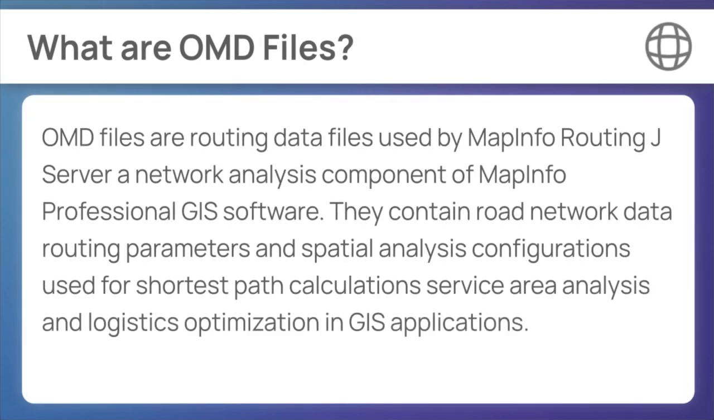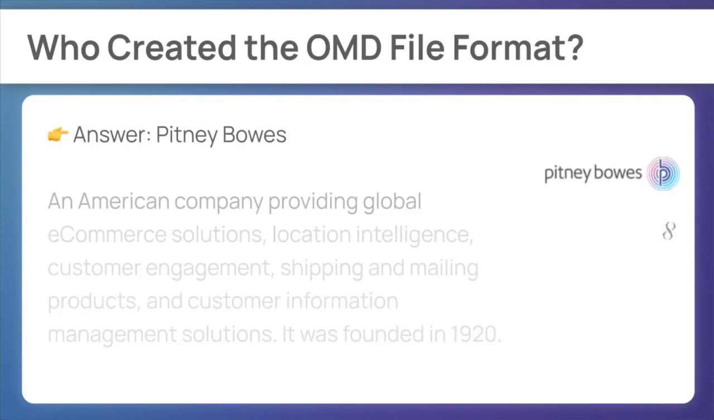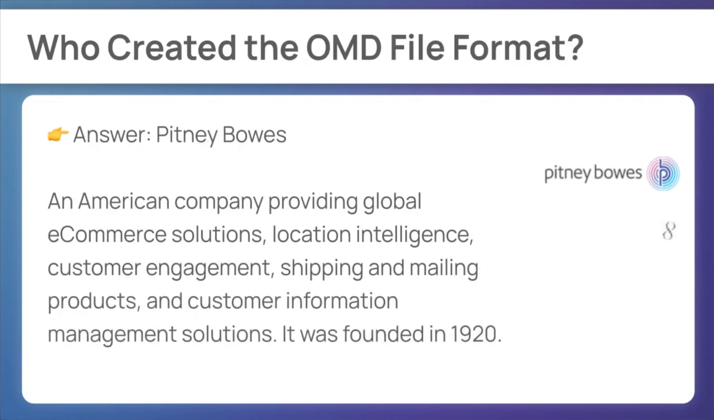OMD files are routing data files used by MapInfo Routing J Server, a network analysis component of MapInfo Professional GIS software. They contain road network data, routing parameters, and spatial analysis configurations used for shortest path calculations, service area analysis, and logistics optimization in GIS applications.